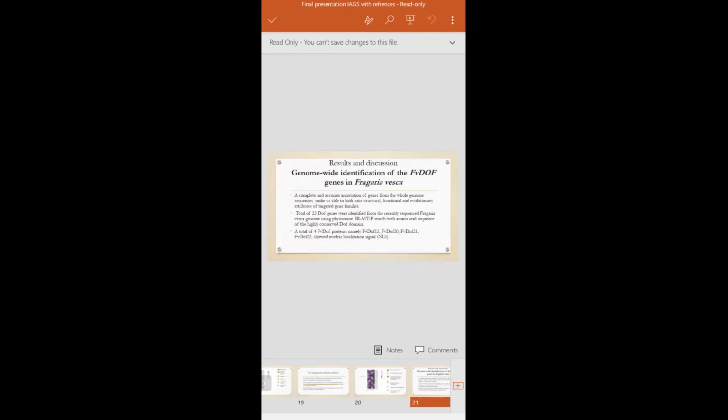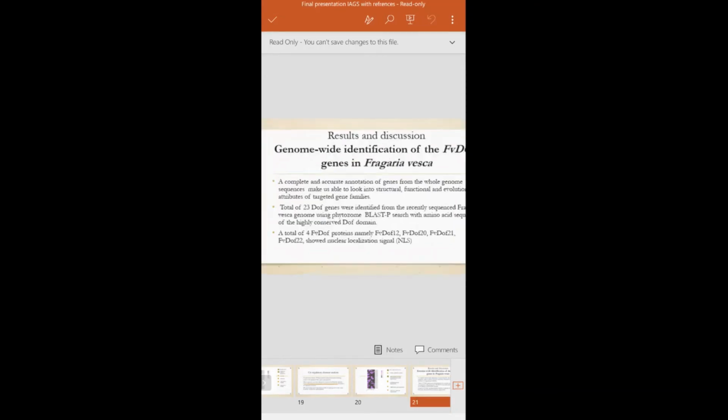Next is the main thing, my results and discussion: genome-wide identification of Fragaria vesca DOFs. The best thing I analyzed is that DOF actually helps in structural, functional, and evolutionary attributes in Fragaria vesca. I found 23 DOF genes by Phytozome, and 4 DOF genes were really important for me because they show nuclear localization signals. These are Fragaria vesca DOF 12, 20, 21, and 22.